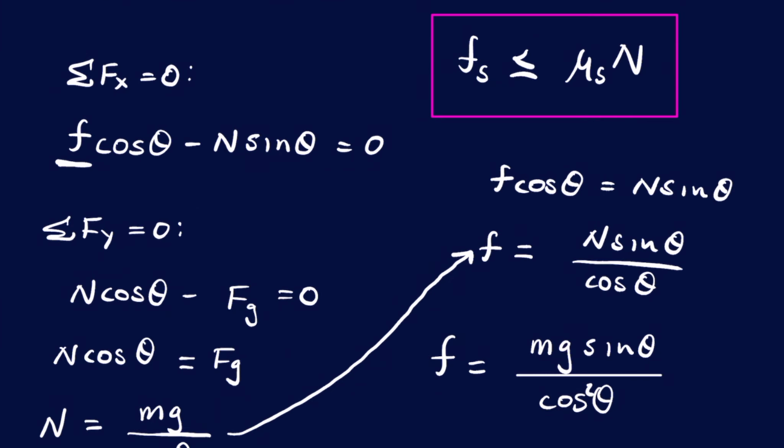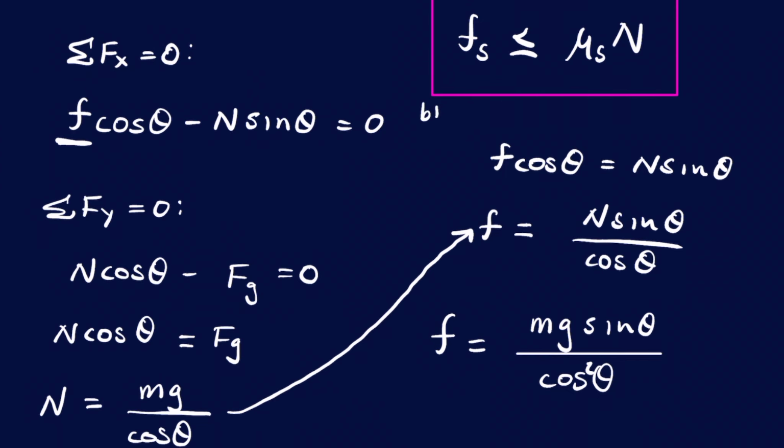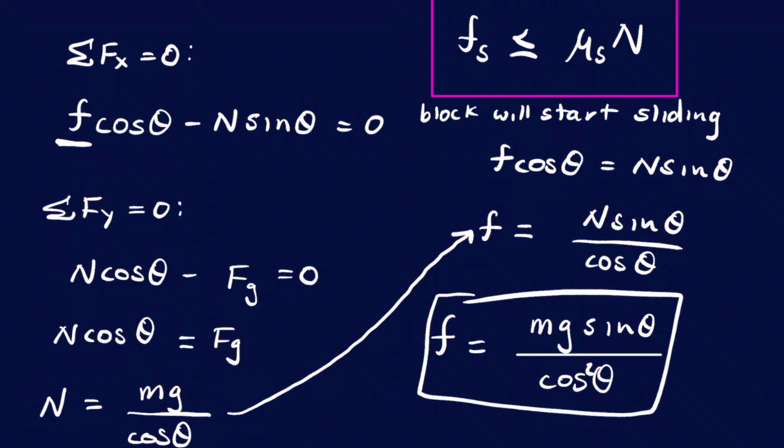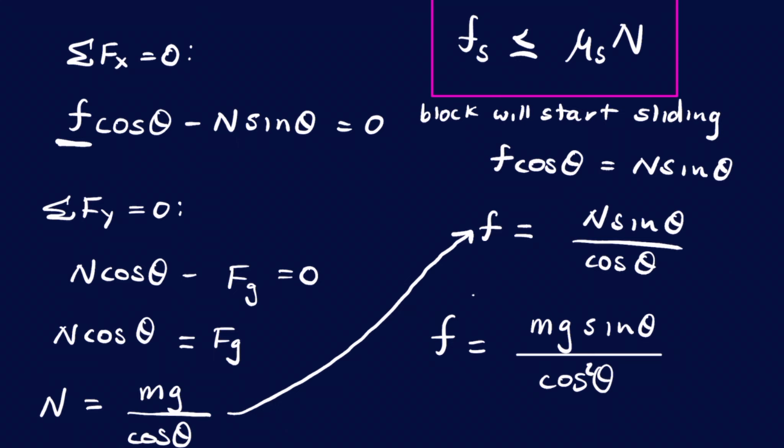So remember that the block will start slipping down when the force of friction is less than the coefficient times the normal force. So let me just write that out if that's a little bit confusing. So block will start sliding. So now we have an equation for the friction force. So now we just need to figure out an equation for this right here.